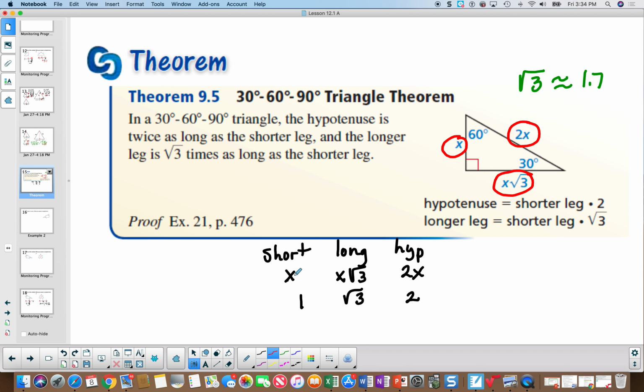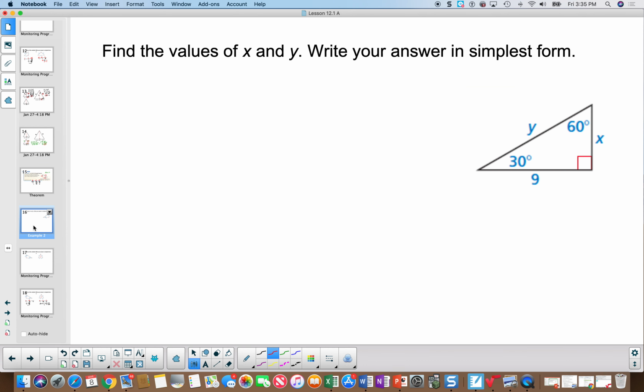So here's what we know. On a 30, 60, 90 triangle, the leg opposite the 30 is the short leg. We call that x. The leg opposite the 60 is called the long leg, x root 3. And the side opposite the 90 is called the hypotenuse. So here's the relationship, and this is in its simplest form if I want to just talk about the very simplest ratio.